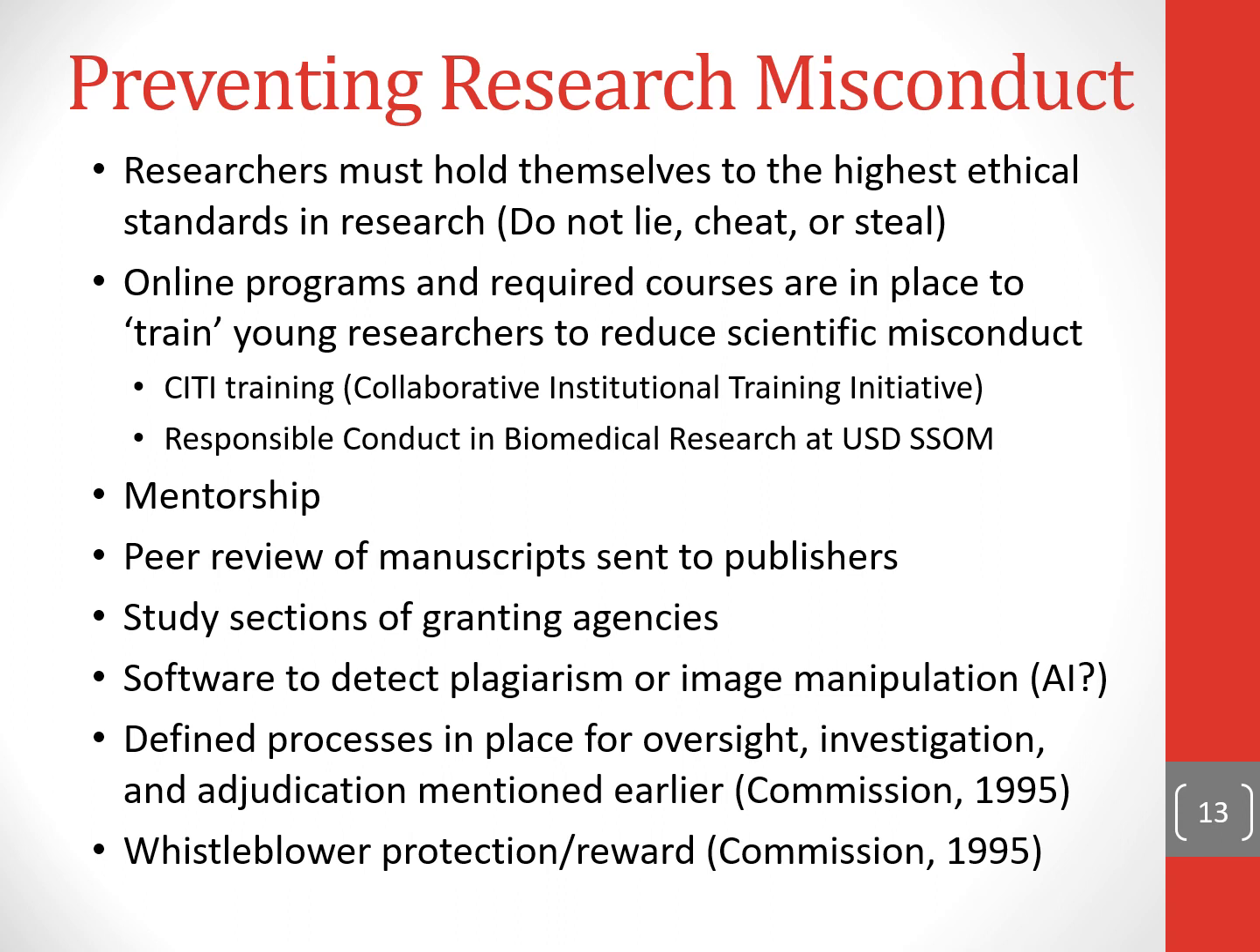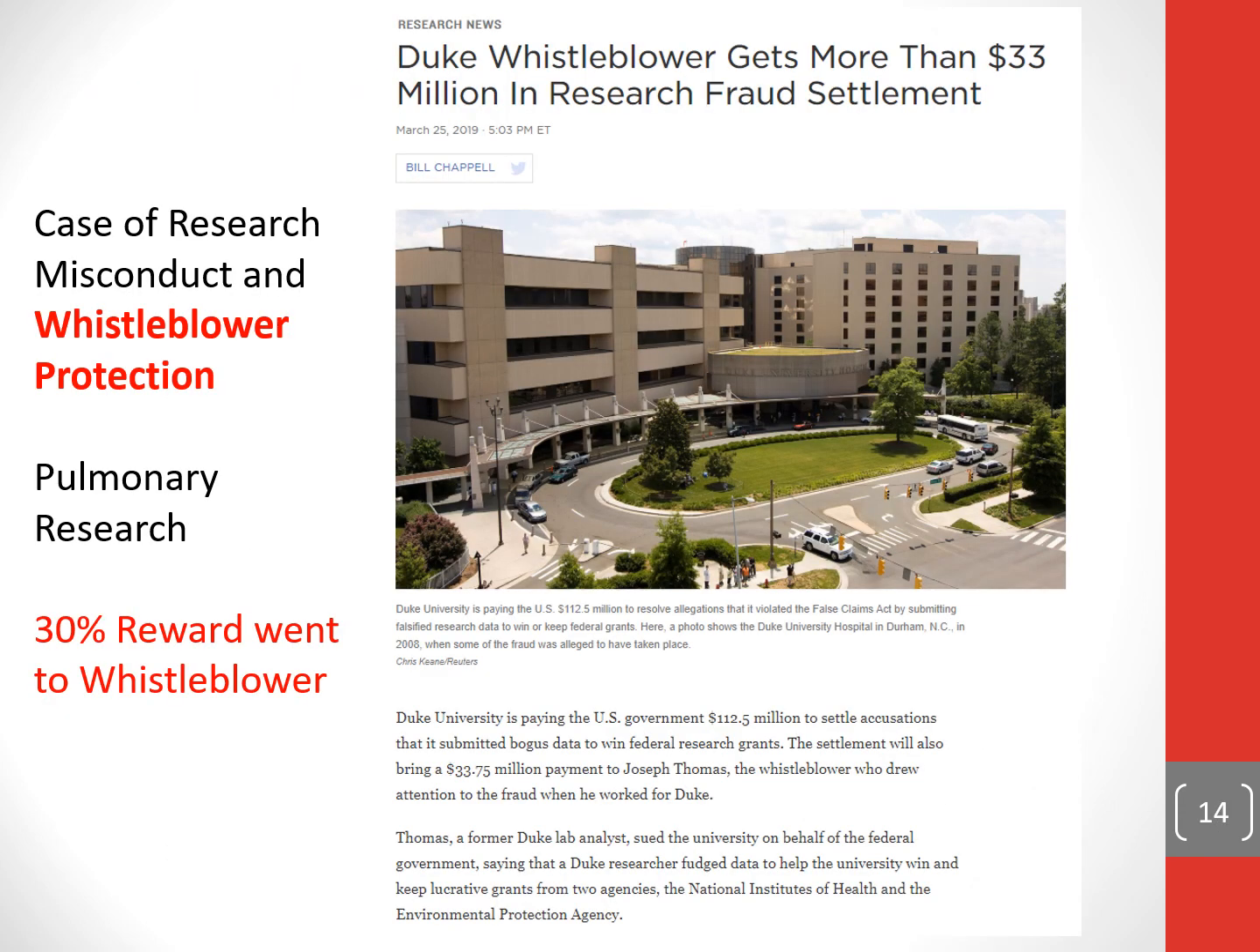And as part of that, there was a reward. And so, for example, and I'm not trying to pick on Duke University here, but this is a case, it's getting kind of old now. It's from 2019 when it was reported that a university employee there, a researcher, this article says, fudged data to help the university win and keep lucrative grants from the National Institutes of Health and the EPA, Environmental Protection Agency. So I believe this was involving pulmonary research. And Duke University had to pay back to the US government $112.5 million to settle those accusations.